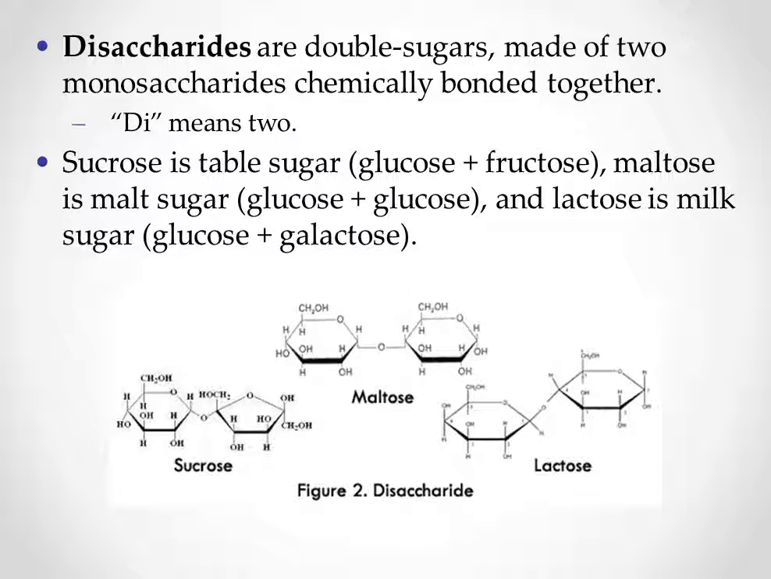Disaccharide. So di means two, saccharide again means sugar. So we have two sugars together. So sucrose is what we like to put in our sweet tea. Sucrose is table sugar. Maltose is malt sugar. That's gluten.